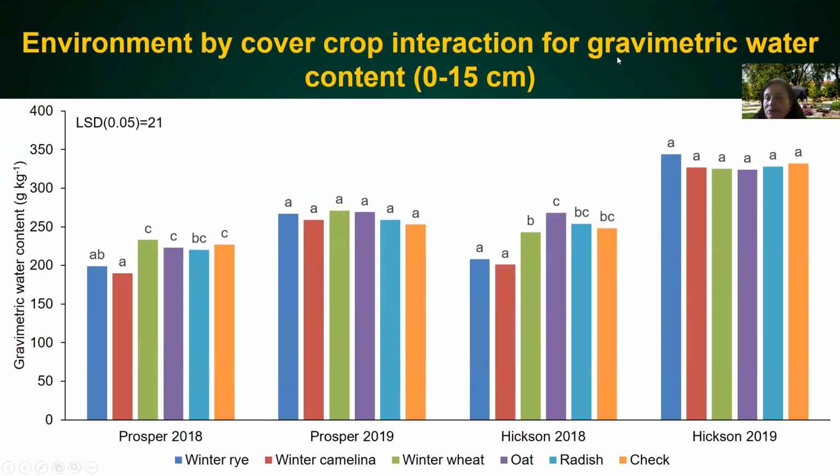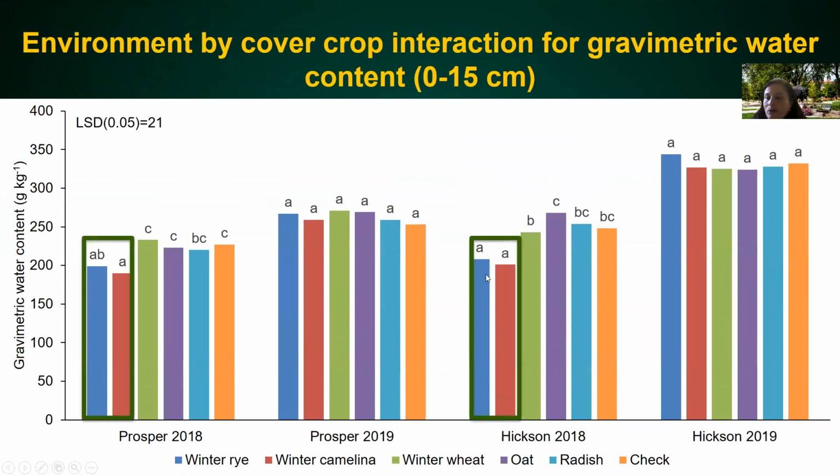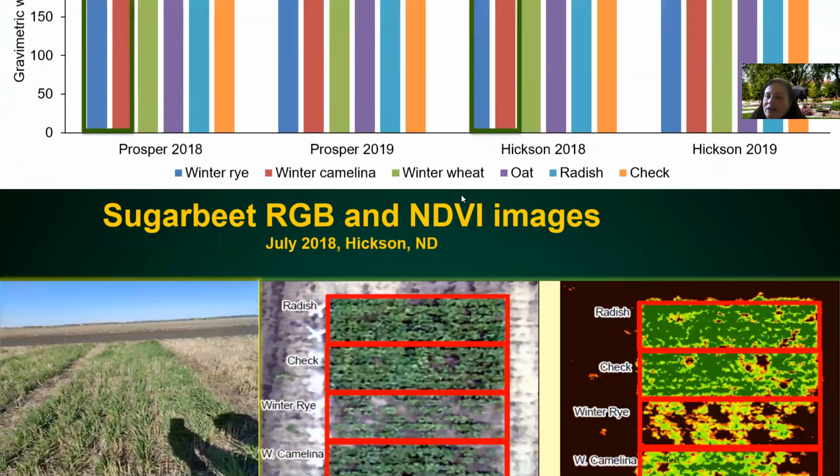And again, the interaction was happening with water. Both winter camelina and winter rye use more water in the spring than any of the other treatments, whether they were winter kill or they didn't have a cover crop. This difference, although it might seem small, was very important.